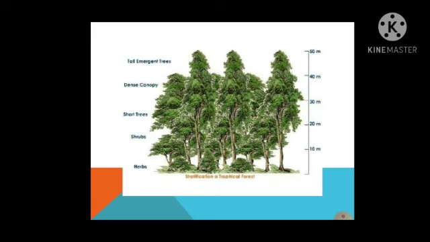Here you can see the picture of the evergreen forest, which has different layers. You can see the bottommost herbs, then shrubs, then short trees, then the dense canopy which covers the whole area with its branches. Sunlight cannot reach the ground, so here other crops become difficult to grow.